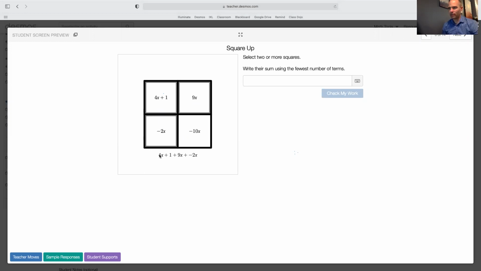And as you can see, it makes an expression below out of the things that you select. And then you're being asked to write their sum using the fewest number of terms. That's the exact same thing as if I asked you to simplify the expression by combining like terms. So, when it comes to math, there's always different ways of stating the same thing or the same skill. And so, yeah, that's what we're doing here. We're just practicing our combining like terms.